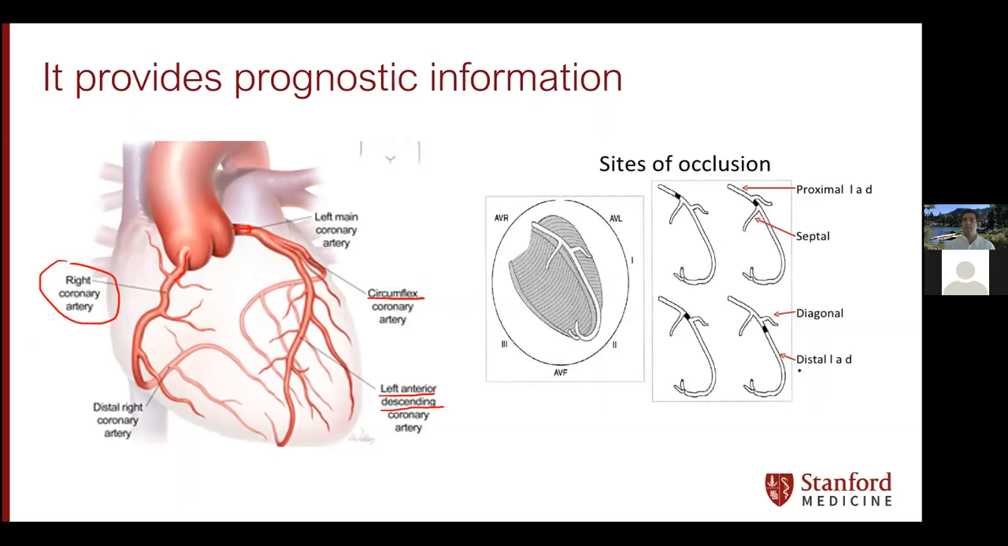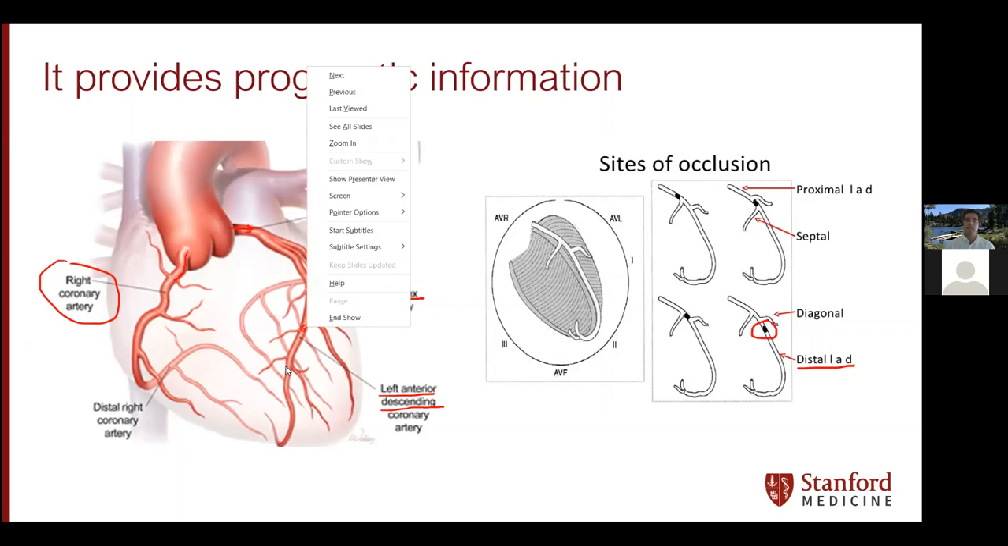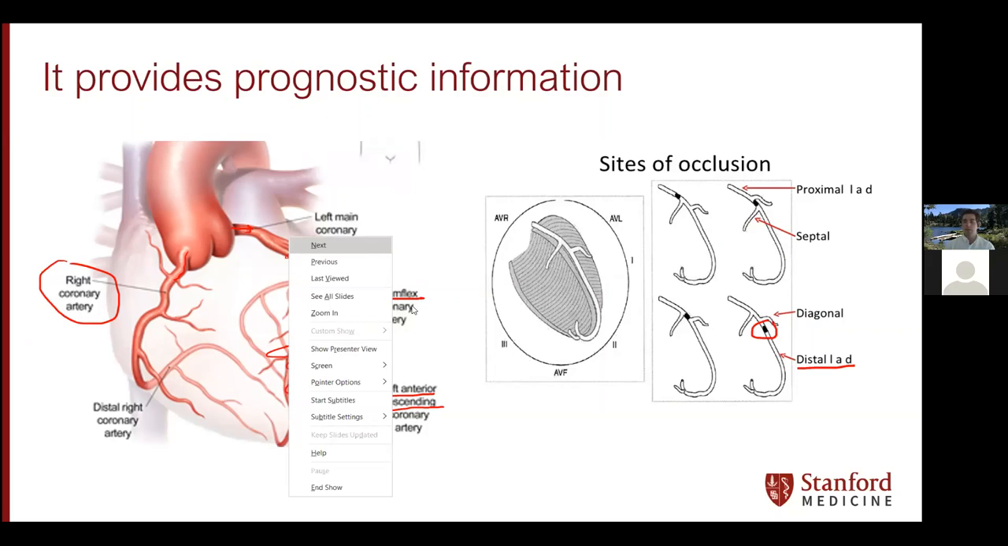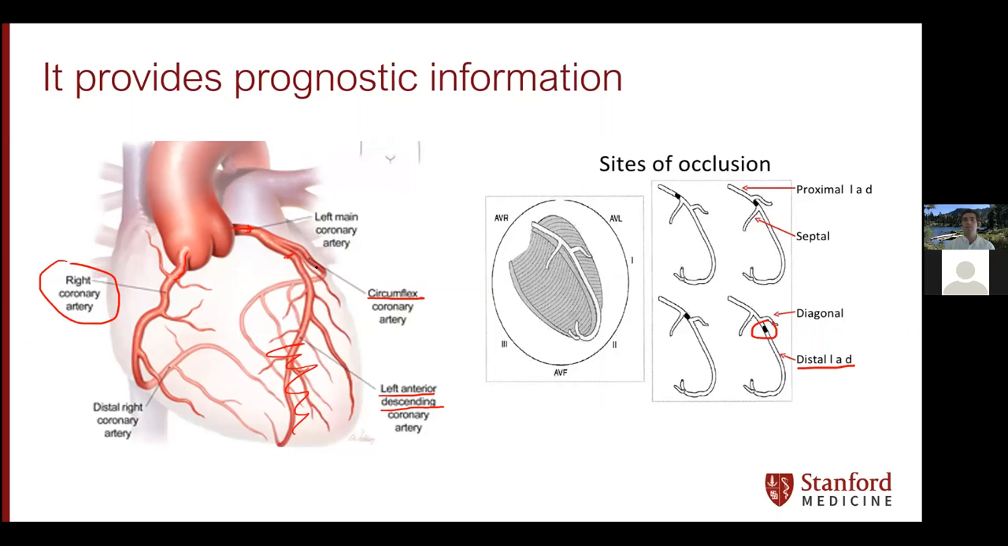So if it's a distal occlusion, such as right here or right here, you can imagine that it's only going to affect a little bit of the heart. Whereas if it's a more proximal occlusion, all the way up here, sorry, I'm having issues with my pen, but a more proximal occlusion, you can imagine that all of this myocardium is going to be affected, and it's going to be a much more severe heart attack and more likely to cause issues and provide that prognostic information we're talking about.